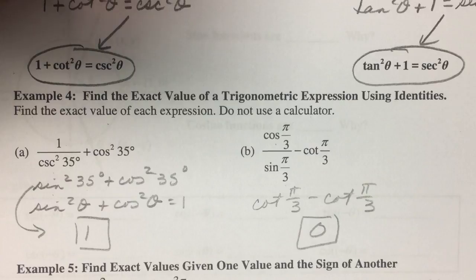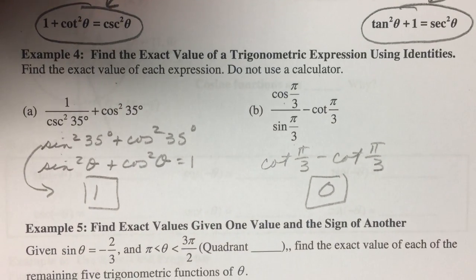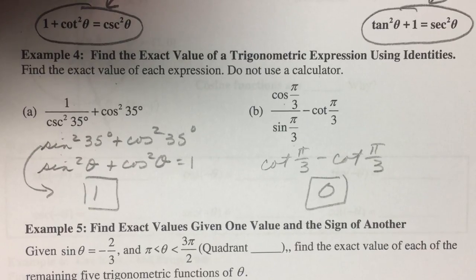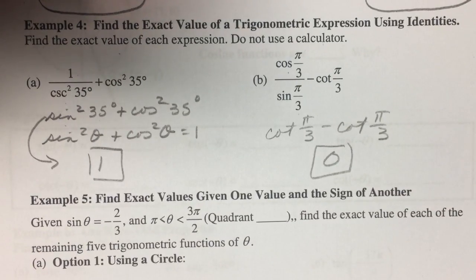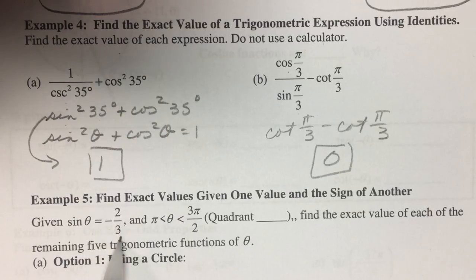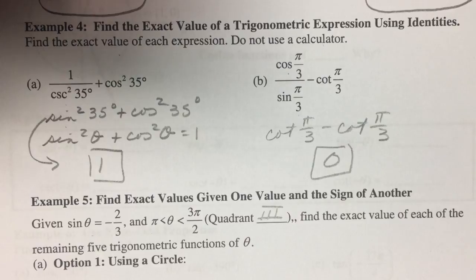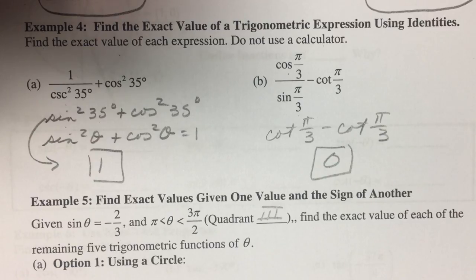So there's just one way of using some of the identities that we've had so far. Okay, so now, if we look at number 5, if you're given that the sine of theta is negative 2/3, and here they tell you that theta is between pi and 3 pi halves. Now, if you're between pi and 3 pi halves, that means that you are in quadrant 3. Find the exact value of each of the remaining 5 trig functions, because of course they already gave us sine.